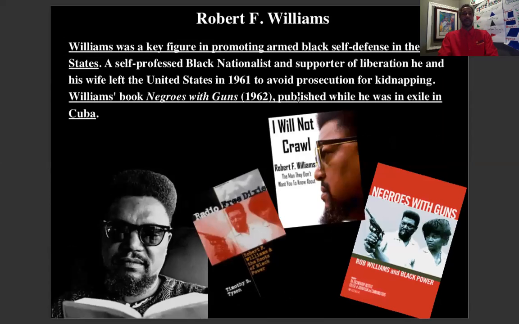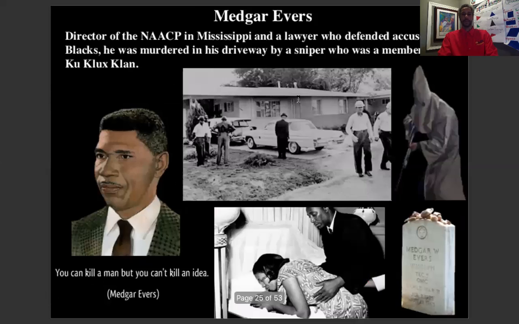Robert F. Williams is a key figure in promoting armed Black self-defense in the United States. He was a Black nationalist and a supporter of liberation. He and his wife left in '61 to avoid prosecution for kidnapping. Medgar Evers was the director of the NAACP in Mississippi. He was murdered by a sniper who was a member of the Ku Klux Klan.